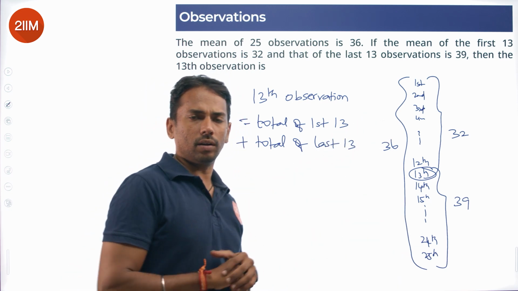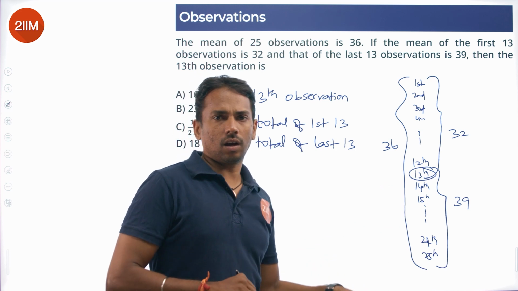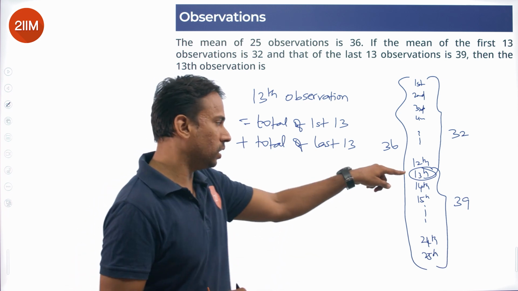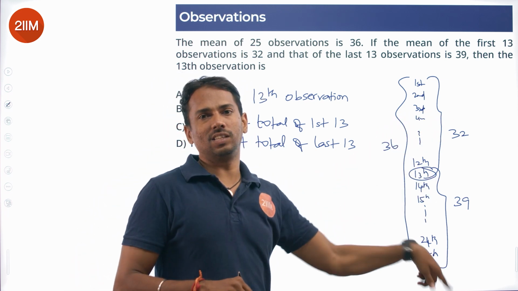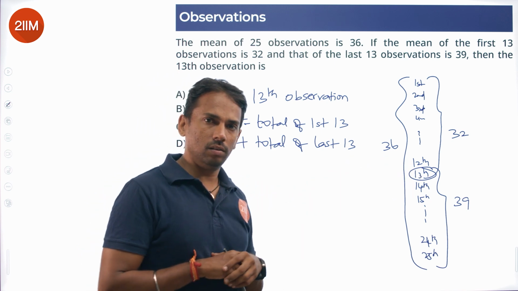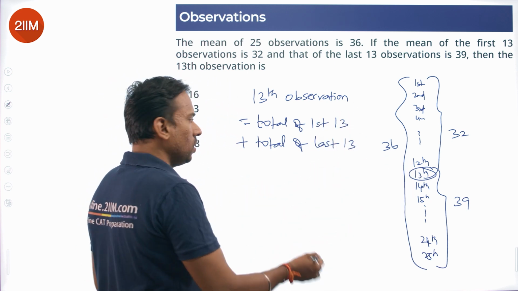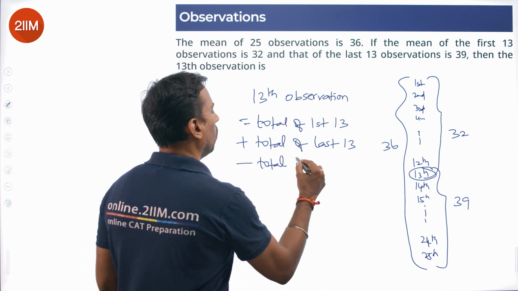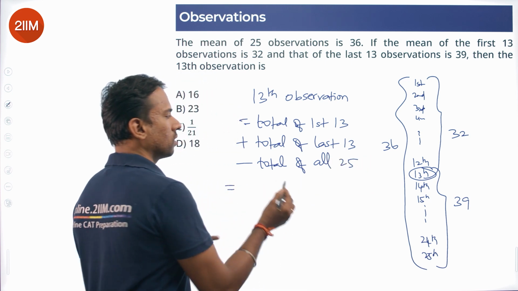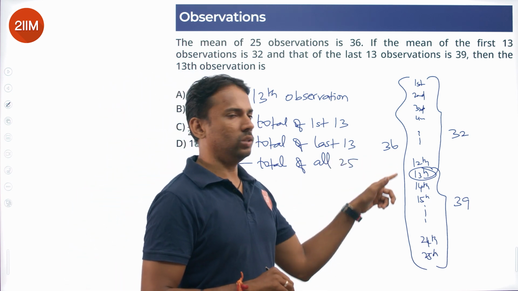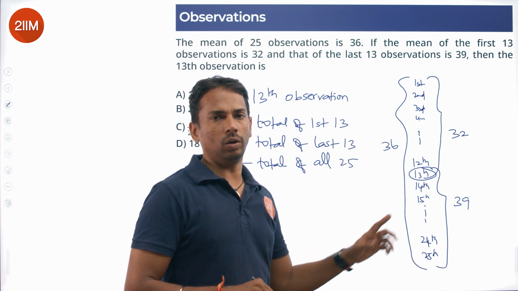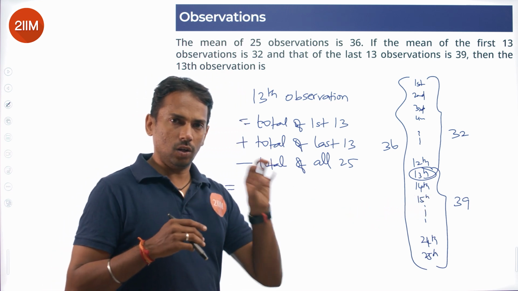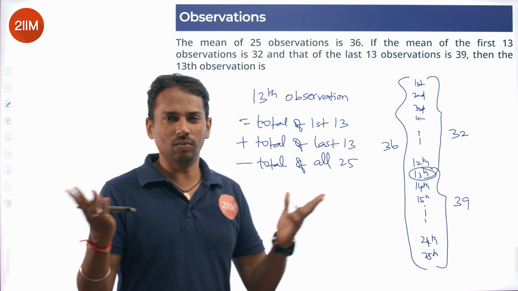If I add it, what do you get? You'll be getting everything counted one time, but the 13th one alone counted twice, because this 13th observation is there in this list as well as this list. That means it's double counted. Now from this, if we subtract the total of all 25 observations, we would get the answer. Because once we do this, everything gets subtracted once. For the reason that the 13th is double counted, once it is subtracted, you will be left with one more 13th. That will give the answer.